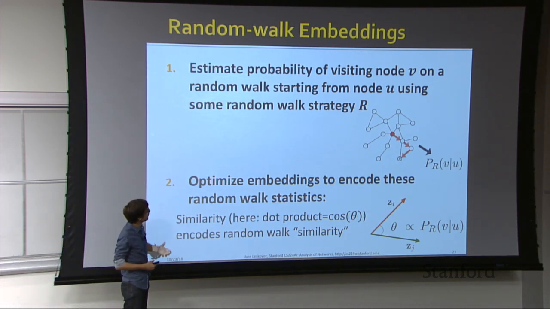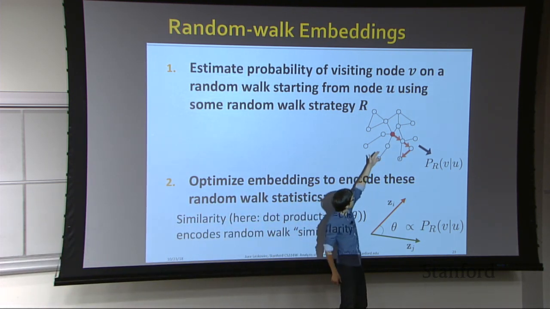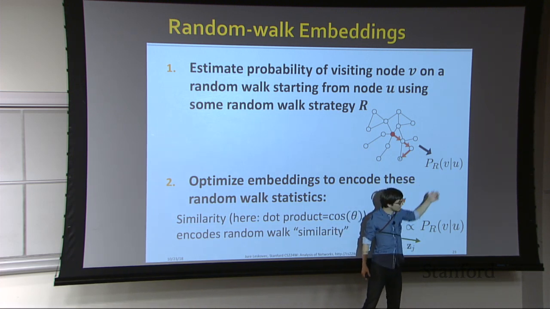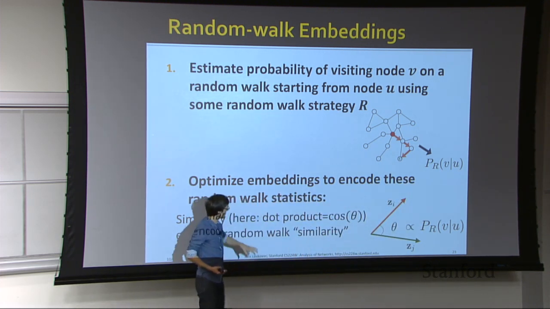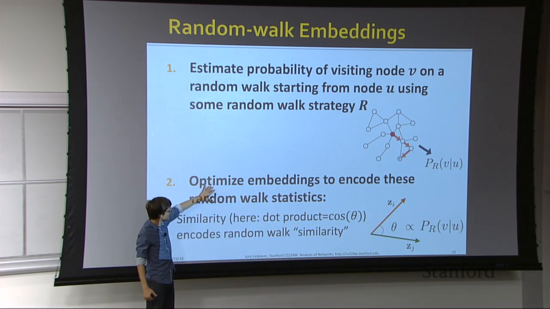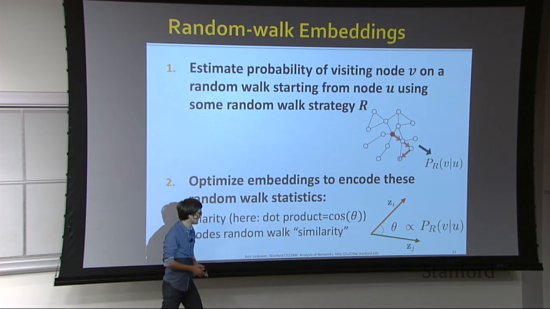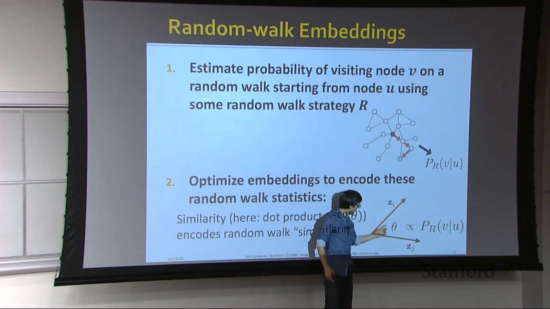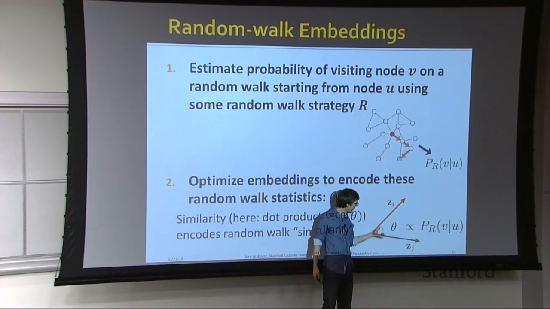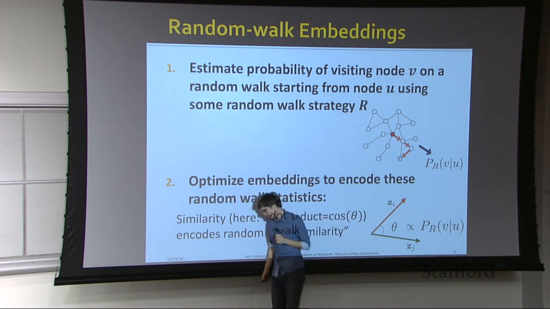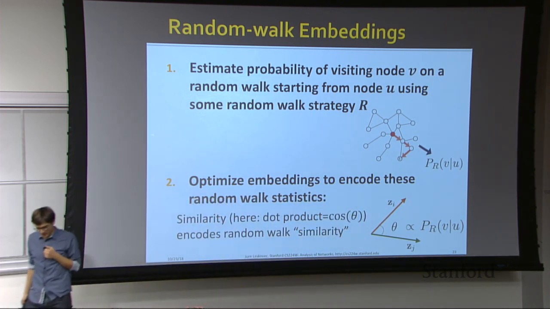So basically my goal will be, once I know how likely U and V are to occur in random walks together, to figure out the coordinates of the nodes such that this probability of co-occurring in the random walk is encoded in the similarity or the distance metric between the two vectors, which in our case is the cosine similarity or the dot product.